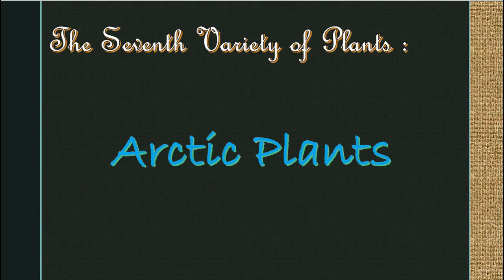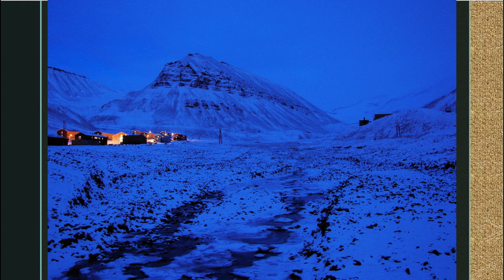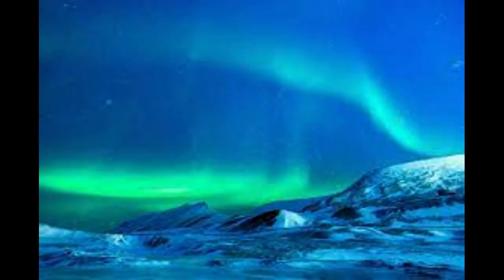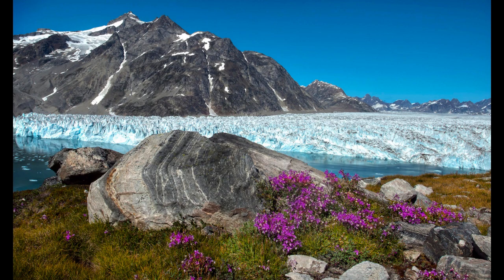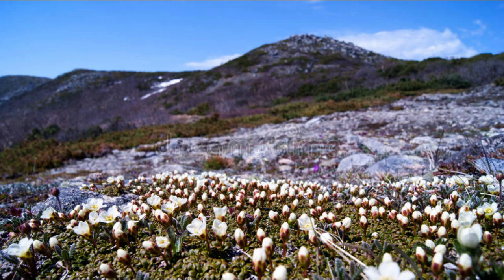Now let's know about the seventh variety of plants, Arctic plants. For 9 months of the year, the Arctic is bitterly cold and dark, but for a few months in the summer, it is daylight most of the time. And in this brief respite from the worst of the weather, a surprising variety of plants, with more than 900 species, spring up. I know this is very surprising, that 900 species grow in Arctic regions.